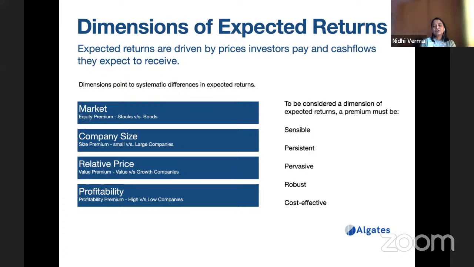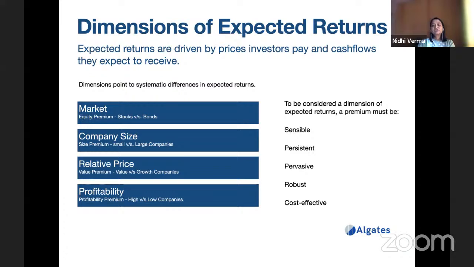So this is what we can do to be considered a dimension of expected return. So how can we determine the dimensions, the drivers of expected return? The investment which you are making should be able to give you extra return, which is the premium on that investment. The driver should be sensible, right, something which is actually affecting the premium associated with that stock. And it should be persistent and pervasive, robust, and cost effective.